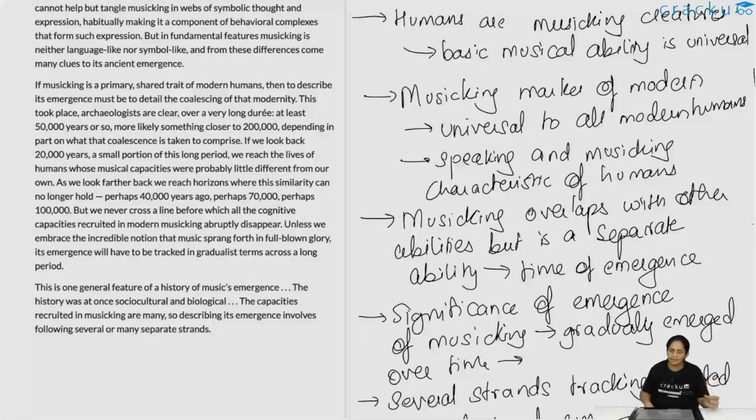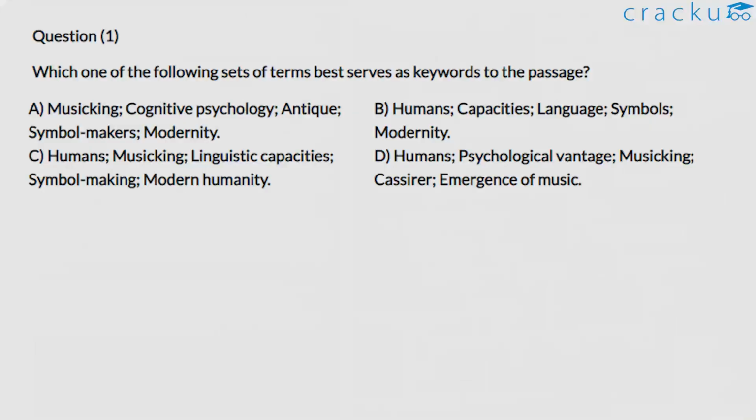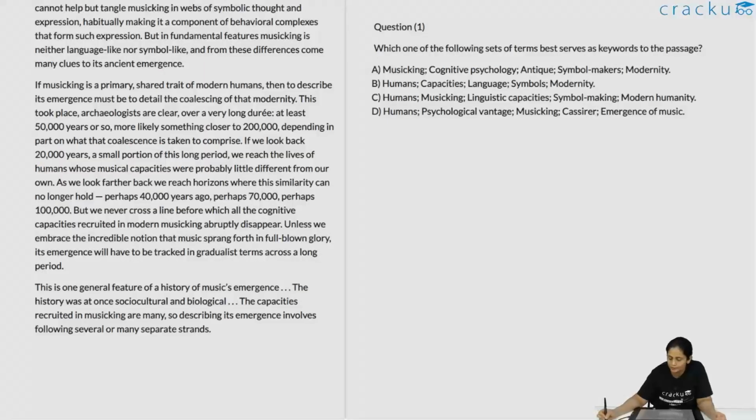So now that we understand all of that, let's take a look at which one of the following sets of terms best serves as keywords to the passage. Musicking, cognitive psychology, antique, symbol makers, modernity. Humans' capacities, language, symbols, modernity. Humans' musicking, linguistic capacity, symbol making, modern humanity. Humans' psychological vantage, musicking, consider, emergence.